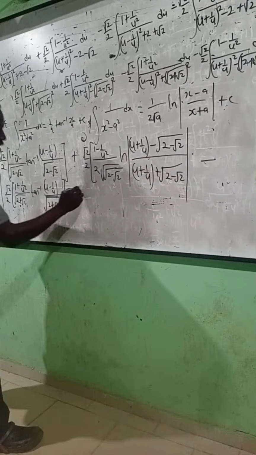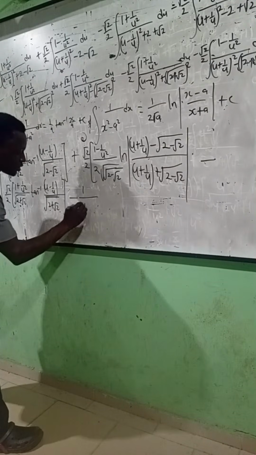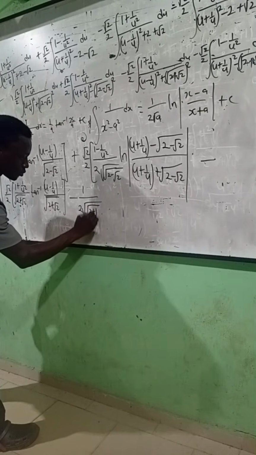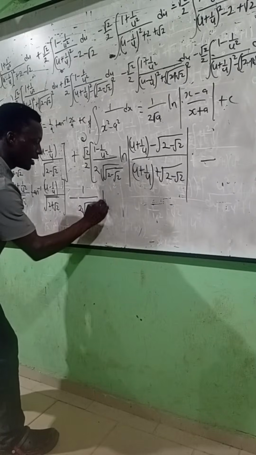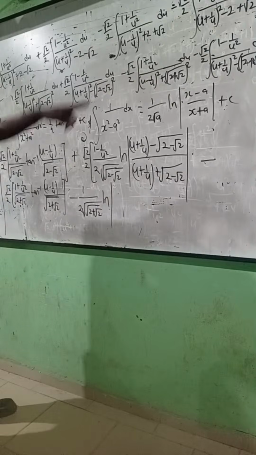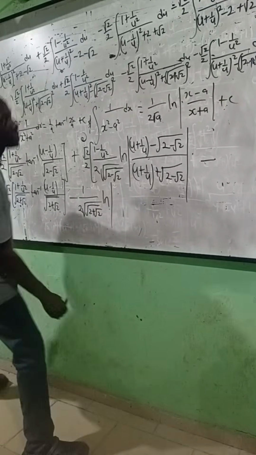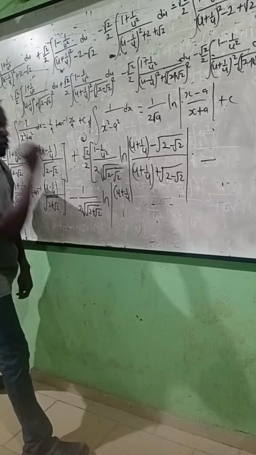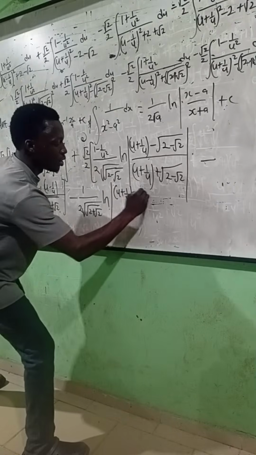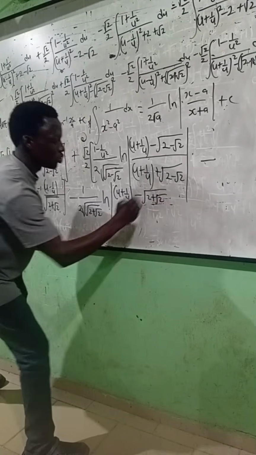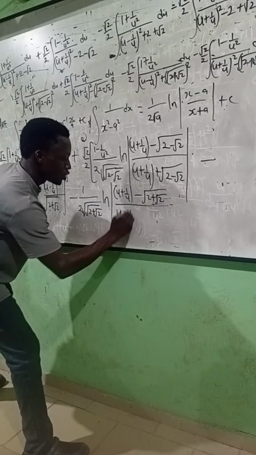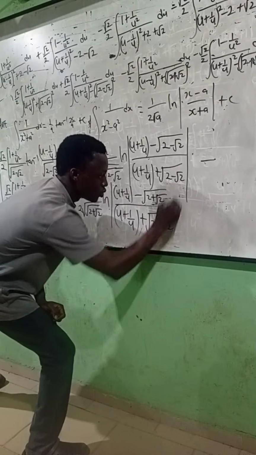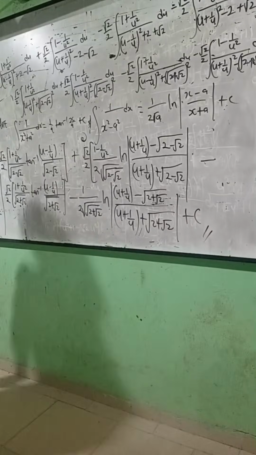1 over 2 root A, 1 over 2 root A. What's our A? Root 2 plus root 2. Ln absolute value, because ln of negative is undefined, but absolute value. What's our x? u plus 1 over u, minus, what's our a? Root 2 plus root 2, divided by u plus 1 over u plus root 2 plus root 2, plus c. That's the final answer.